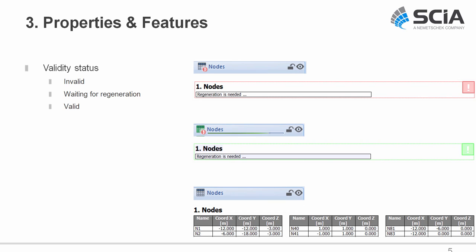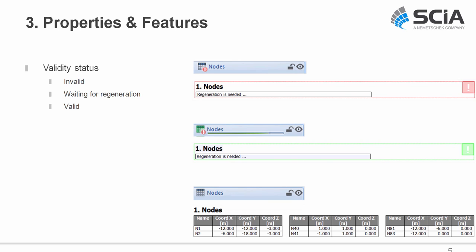Invalid means you have a not up-to-date report item. It indicates that the information displayed in the report preview and related to this report item does not reflect the current status of the project. This status is indicated by a red exclamation mark.